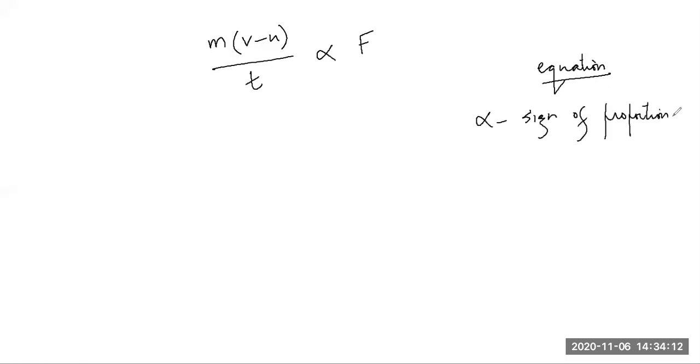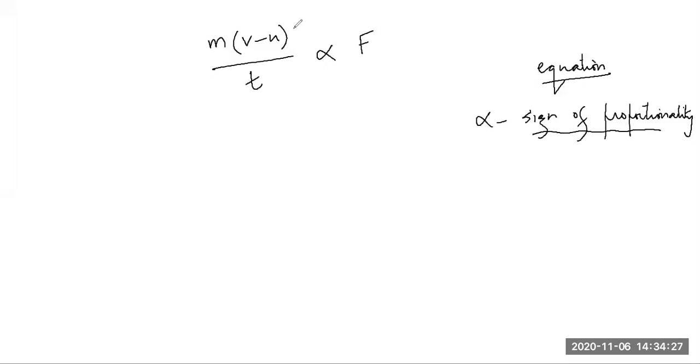Please switch off your mics. Sign of proportionality. See, human beings, you have to only tell once, but if it is donkeys, you have to tell again and again. You have to apply stick. This is the sign of proportionality.